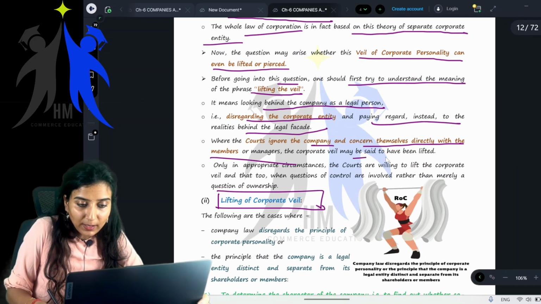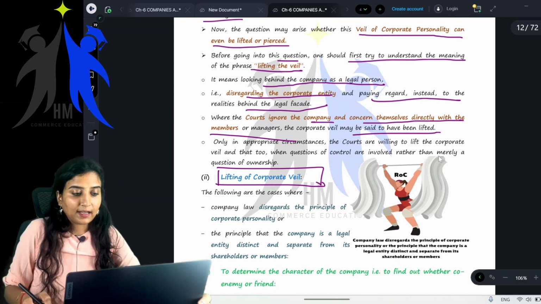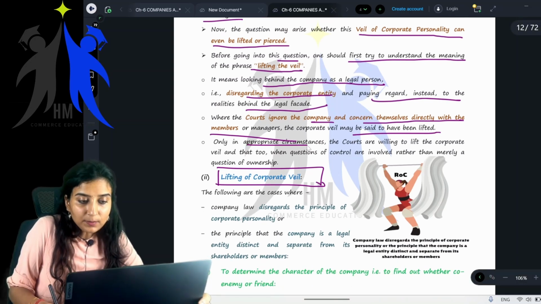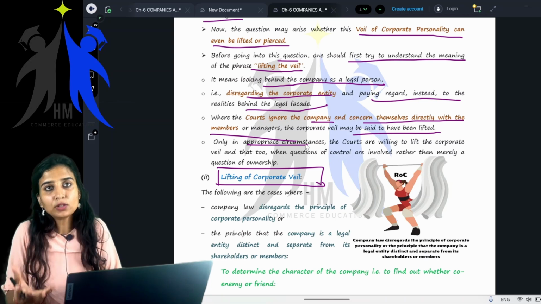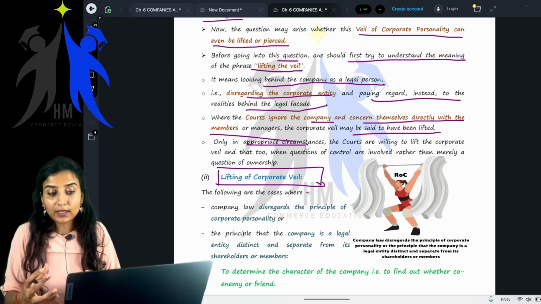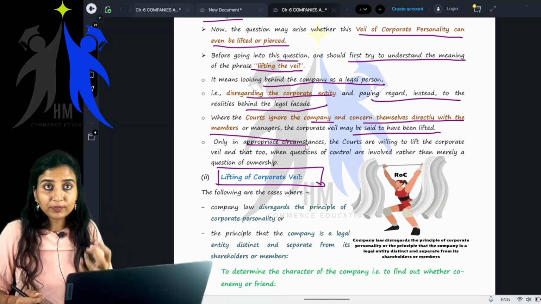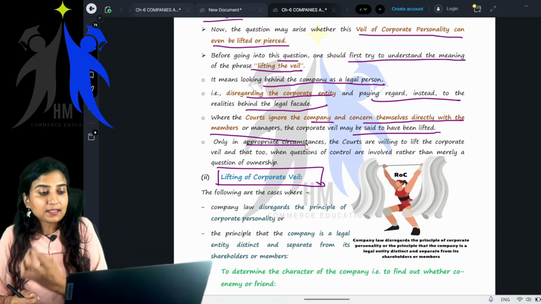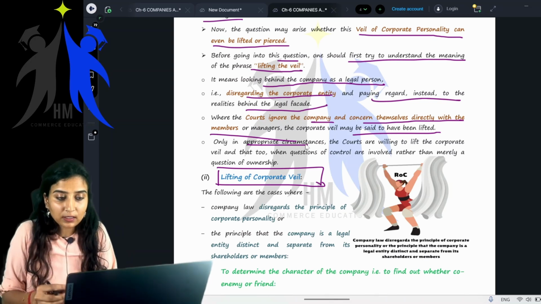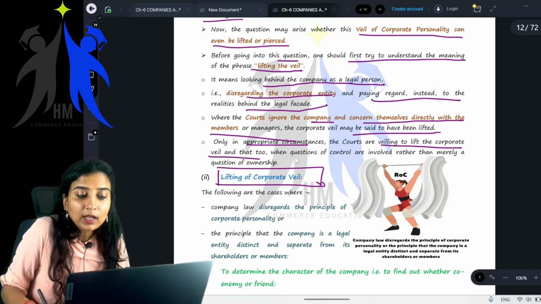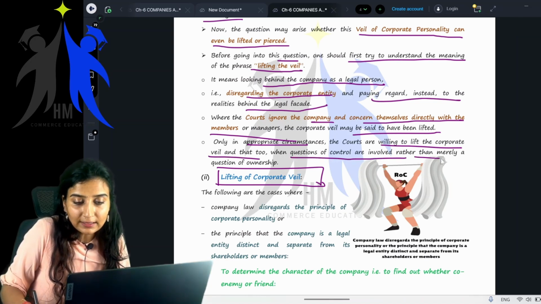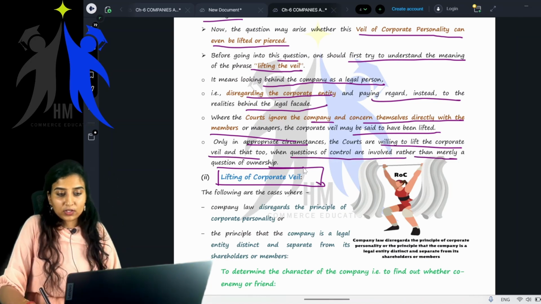The corporate veil may be said to have been lifted only in appropriate circumstances. See children, whatever you have learned till now is a basic concept. That is how the company form of organization works. But when the court feels that something bad is happening, in appropriate circumstances the courts are willing to lift the corporate veil, and that too when questions of control are involved rather than merely questions of ownership.